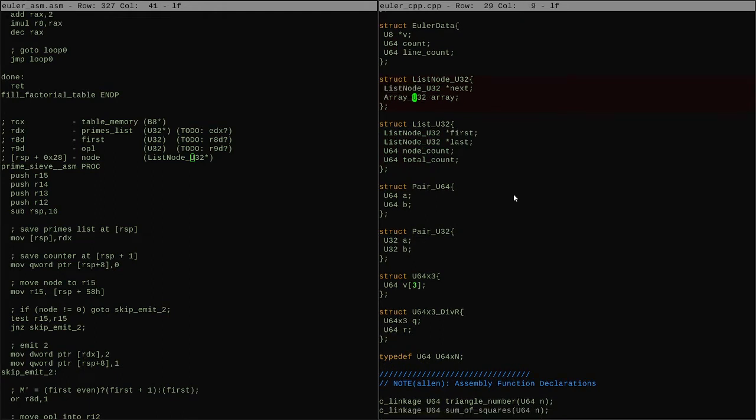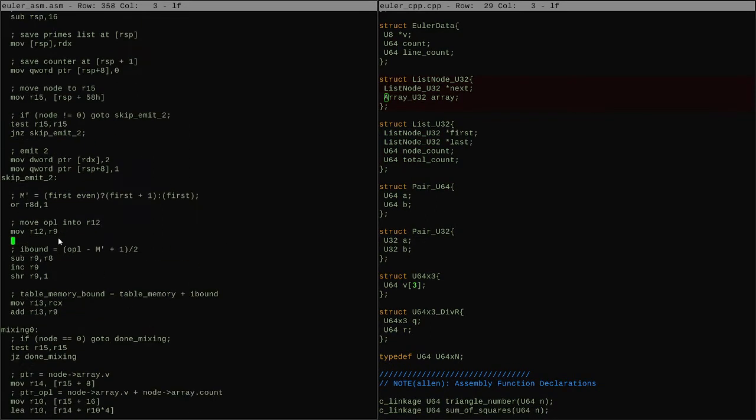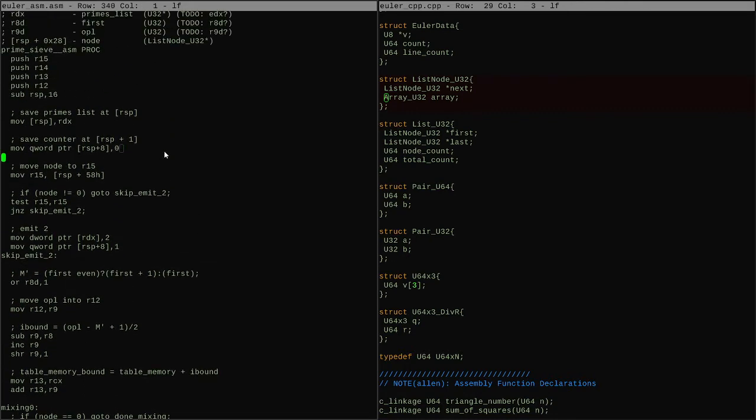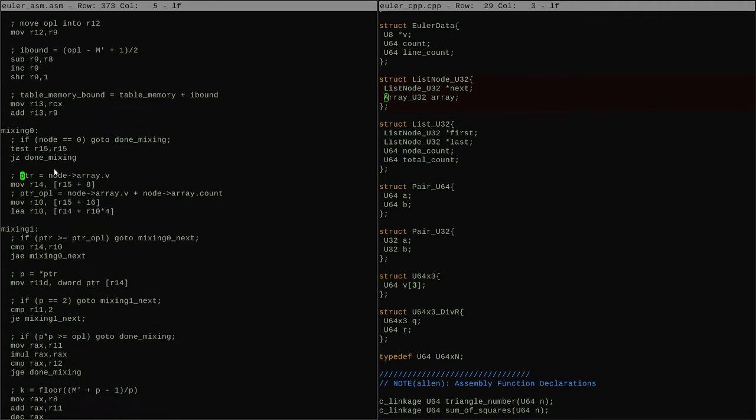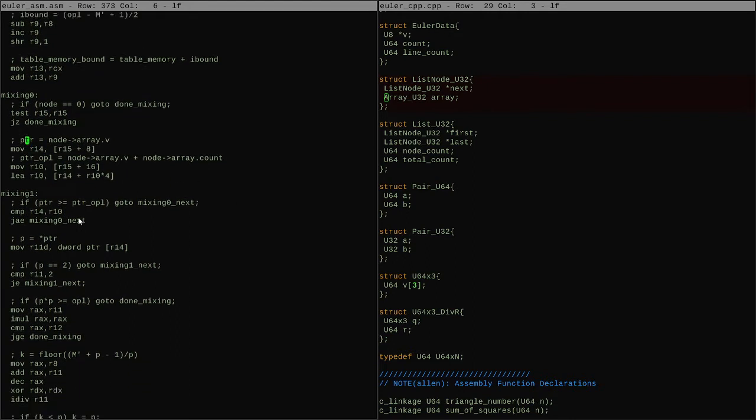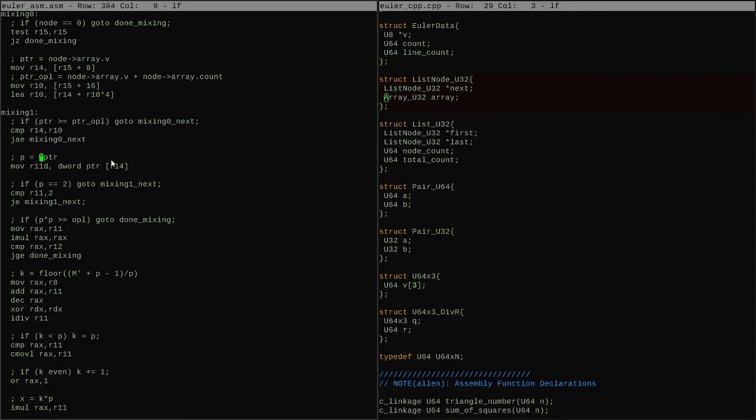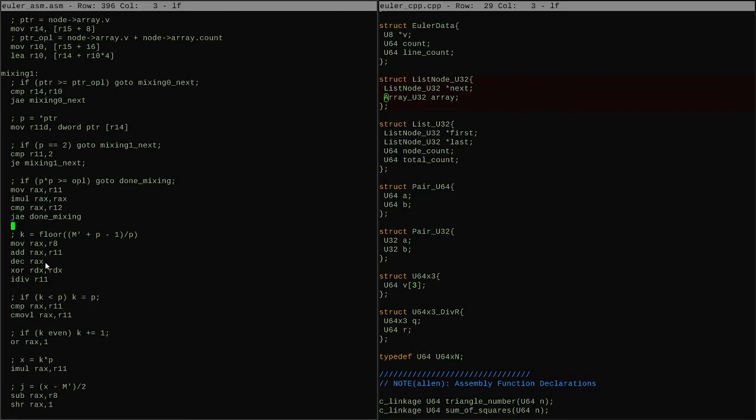Yeah, so the array part is an array of U32s. So that means after I have putter equals node array v, this is now a pointer to an unsigned type. So when I dereference it here, it's 32 bits, so I'm only putting in the low 32 bits of this register, but it's still unsigned. So when I do a comparison here, I'm squaring the number, comparing it. I want to treat that as an unsigned result, or an unsigned comparison.